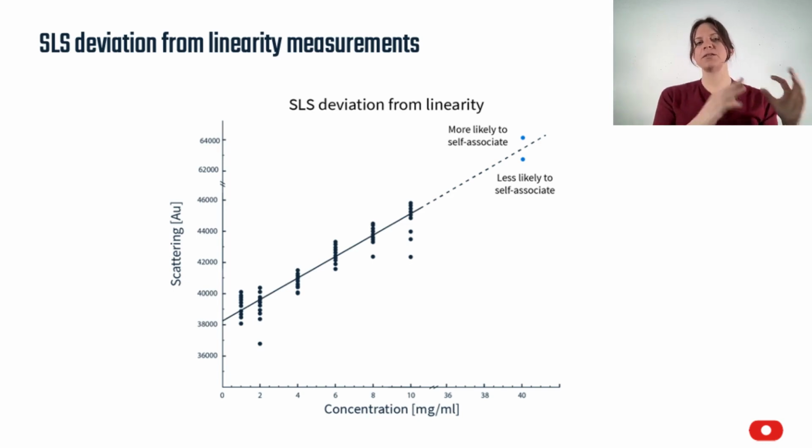So the scattering intensity at 40 mg per ml is measured with SLS, plotted on this graph with the extrapolated line. If that point is below the line, that indicates less propensity for self-association, which is good. And if it is above the line, that is a sign of increased tendency to self-associate, which is bad. The further from the fit line, the more extreme the effect. They use this information to rank several candidates. Let's take a look at a few.